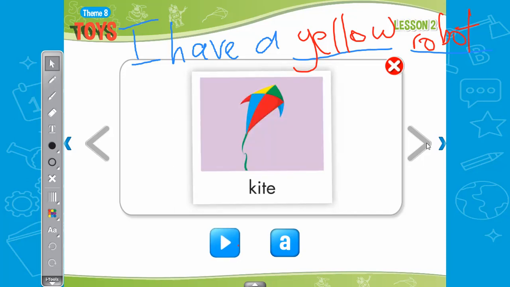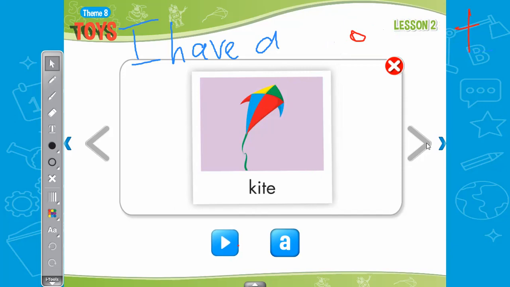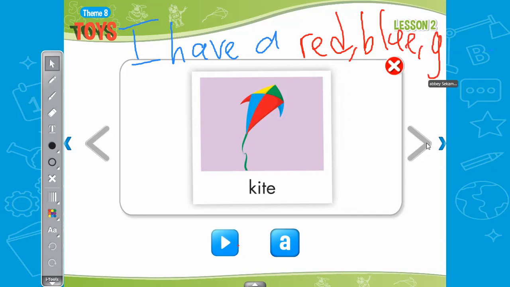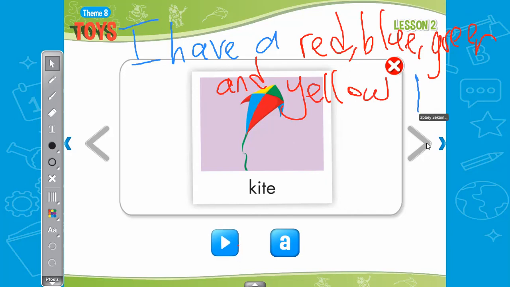Next one. This is a kite. I think this kite is very many colors. So what can we say? I have what colors are there? A red, blue, green, and yellow kite. Can you see? I have a red, blue, green, and yellow kite. That's a little bit long.